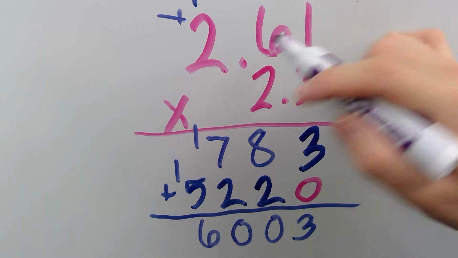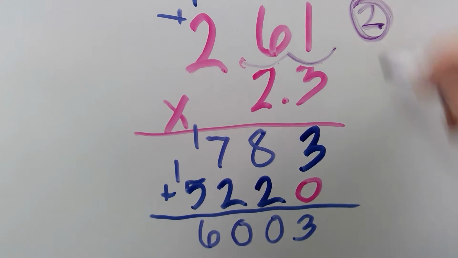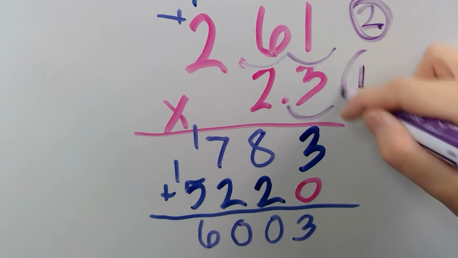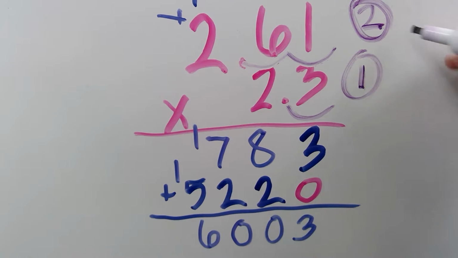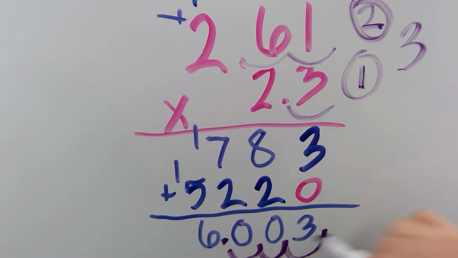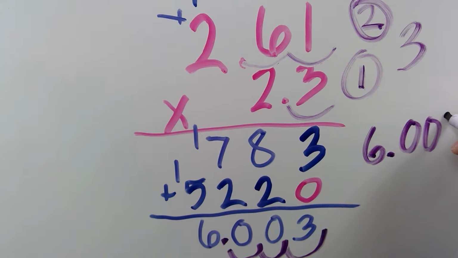So I look at my original numbers, and this has 1, 2 places in the decimal, and this one has 1 place. This has 1 place. So my answer, I actually have to shift it a total of 3 times. So I'm going to start here, once, twice, 3 times. So my answer is really 6 3/1000.